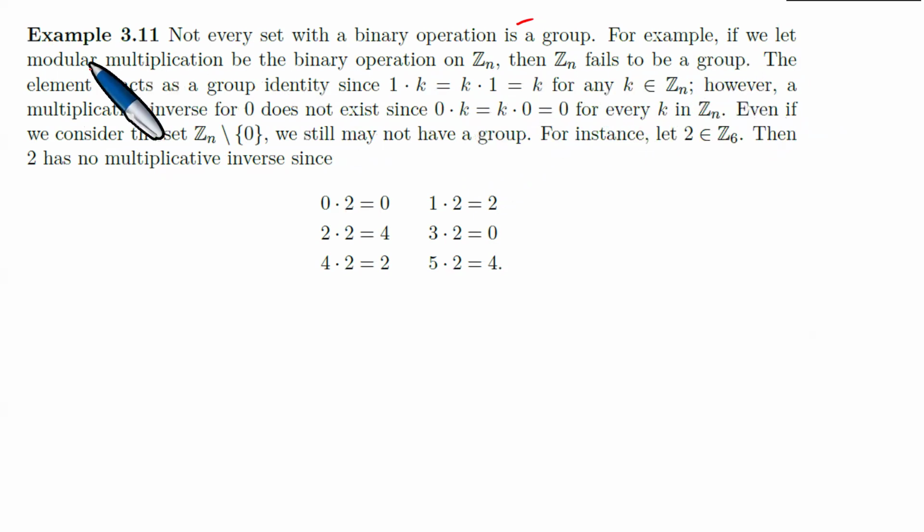If we let modular multiplication be the binary operation on Zn, because we were looking at addition in Z5, but if you look at multiplication, then Zn fails to be a group under multiplication. The element 1 acts as a group identity since 1 times k is k times 1, which is k for every k in Zn.